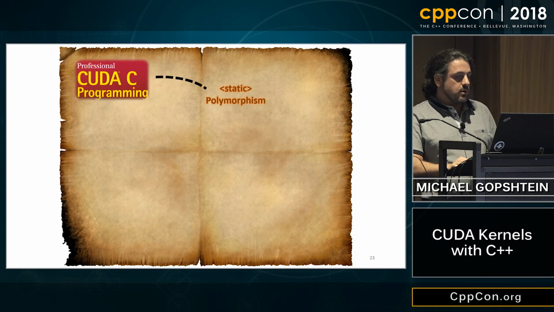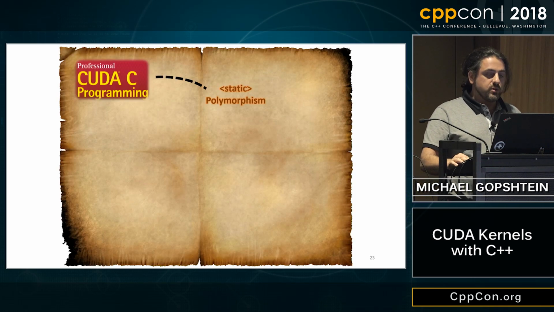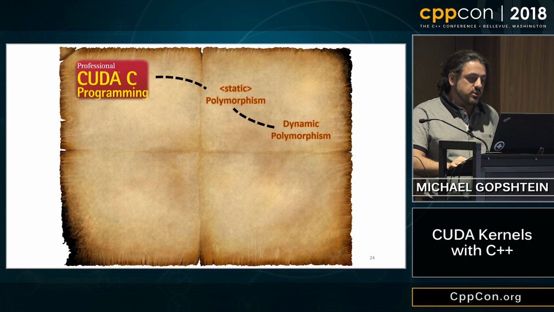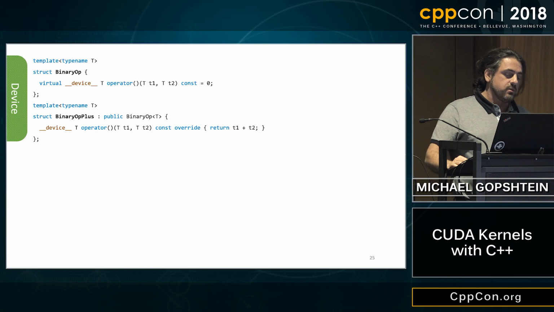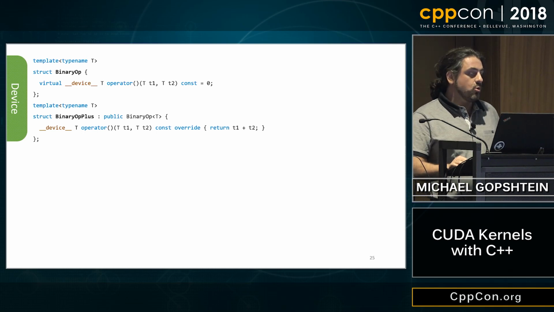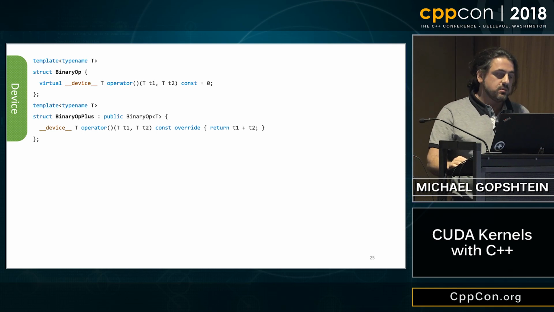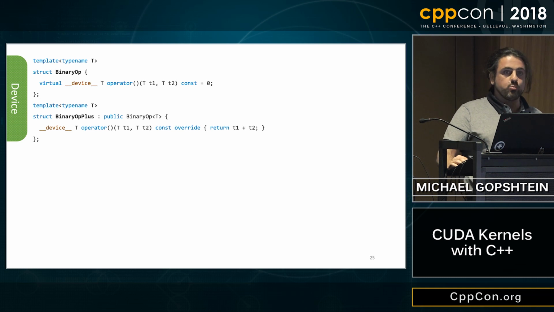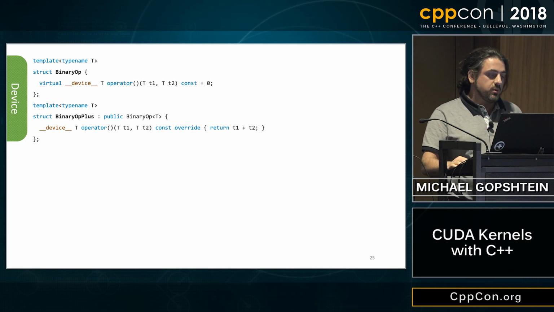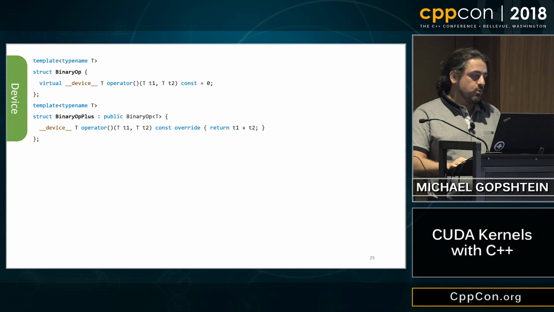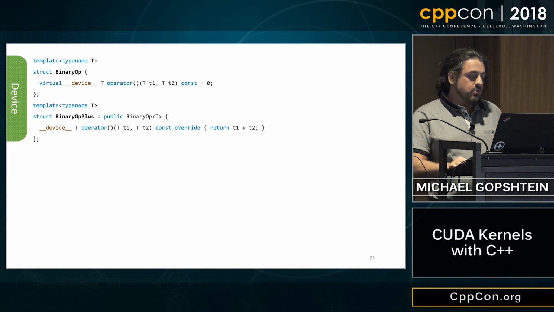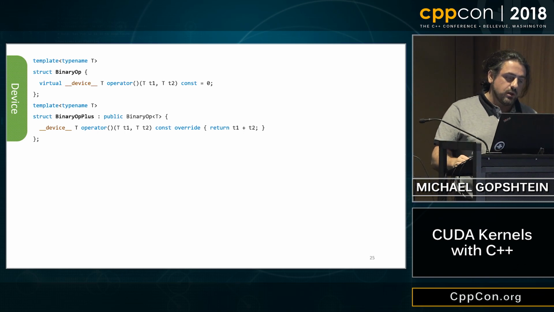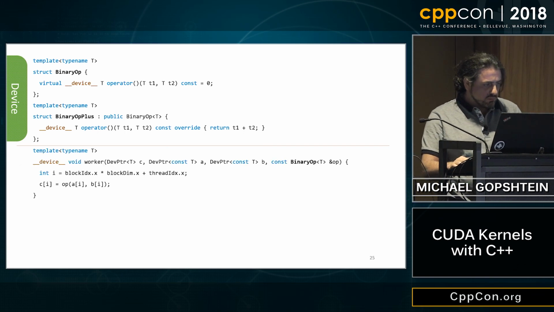OK, so we've seen a way of doing static polymorphism with templates. The next stop is dynamic polymorphism. And so now we have an interface, a binary op interface, which defines an abstract function call operator, which operates on two elements of type T. And again, we want to add an implementation of this interface, binary op plus, which does the sum of the elements as we expect it to do.